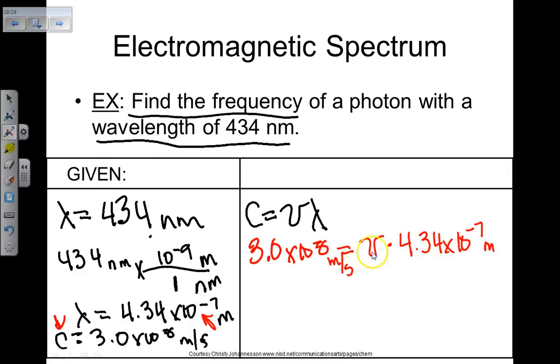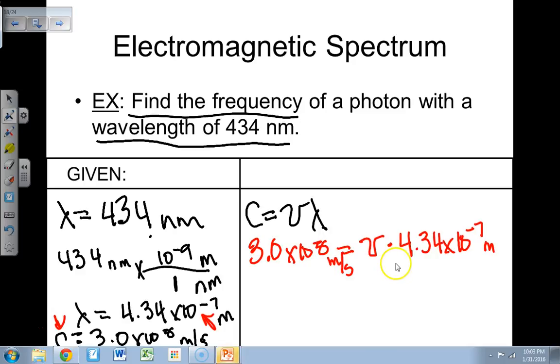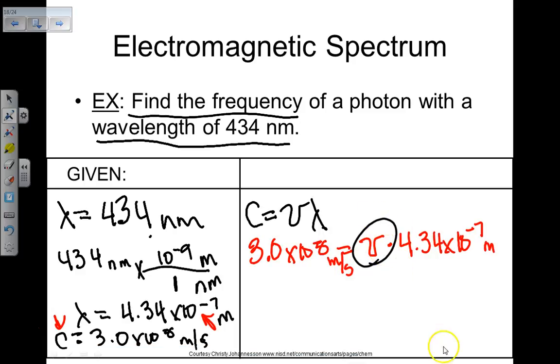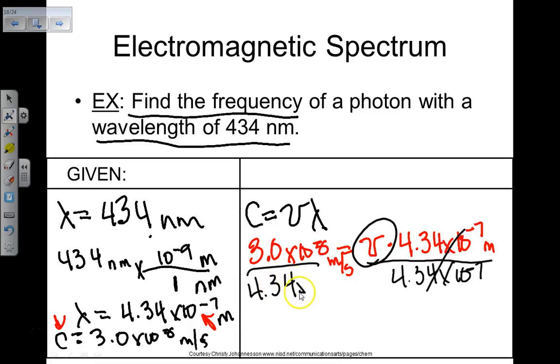So now we want to solve for just this guy. That means we have to divide both sides by 4.34 times 10 to the minus 7. So that makes this cancel. Now we do math. You plug it into the calculator, and when you do that, you get 6.91 times 10 to the 14th.